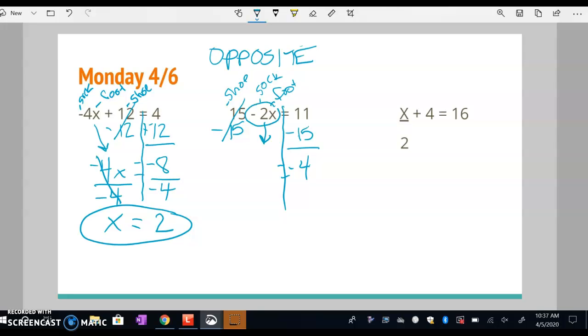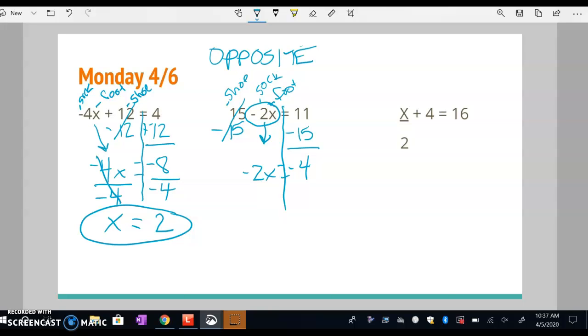What you have to be careful of and remember here is that you are actually bringing down this minus sign as well. I know that's something we don't usually think about, but you do have to bring that down with it. It doesn't just magically disappear. So bring down that minus 2x.